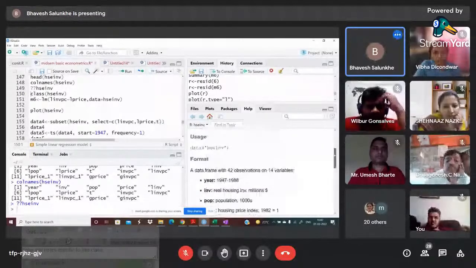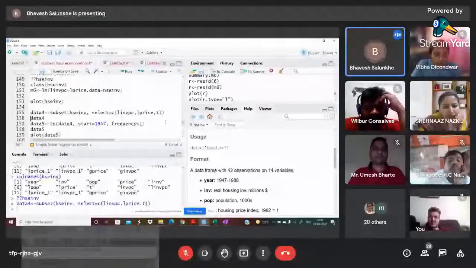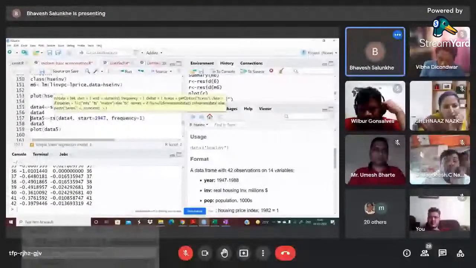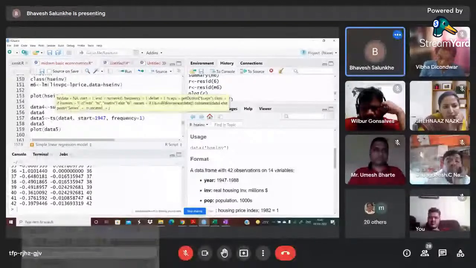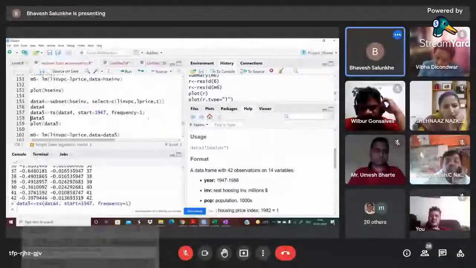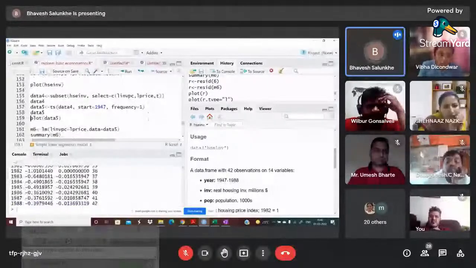If you select this data by using this subset command, we have a new data set, data 4, that includes only these two variables. I convert this data into a time series data set using the function ts for time series. I am converting data 4 into time series starting from 1947 with frequency 1. So this is yearly data. Data 5 is now a time series data set. You can see the years from 1947 to 88.